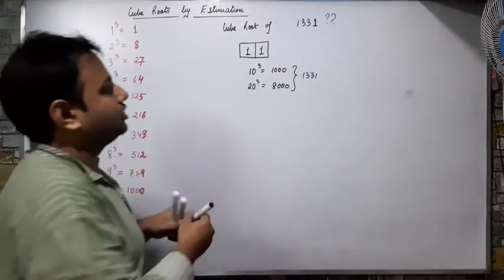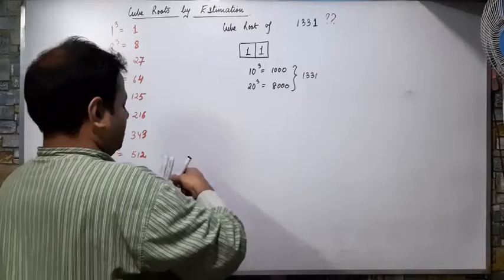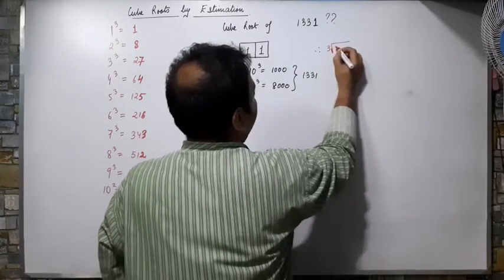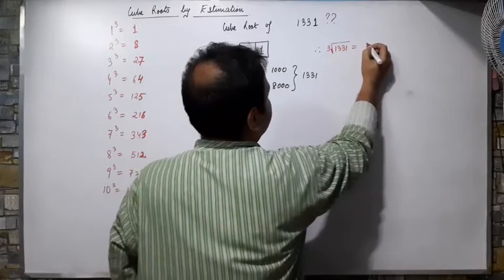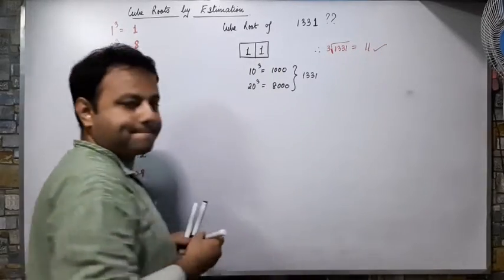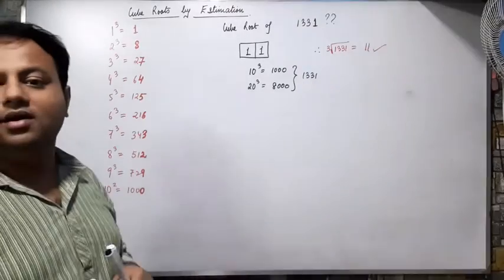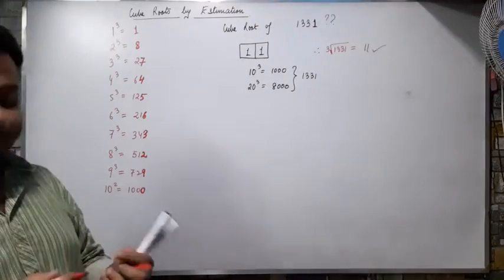This is how, so therefore I can write the cube root of 1331 is 11. है ना? So this is how I can write my values.